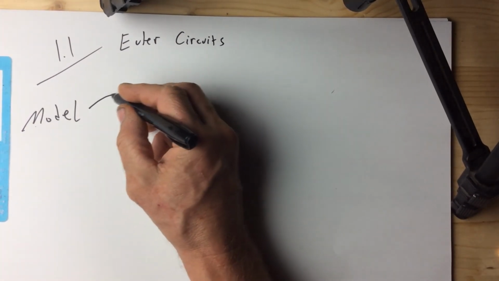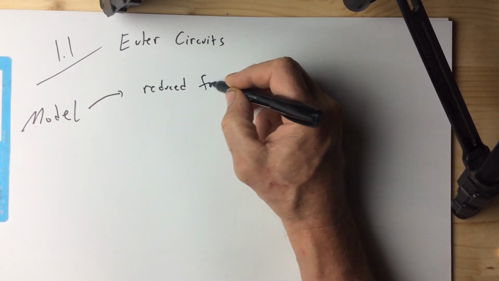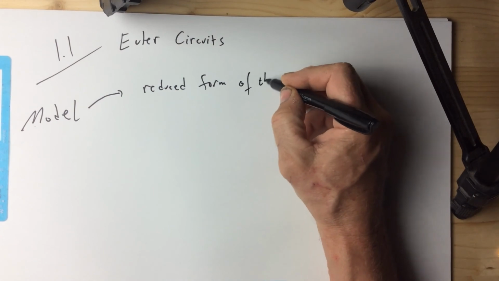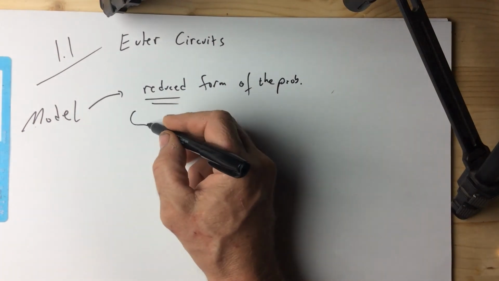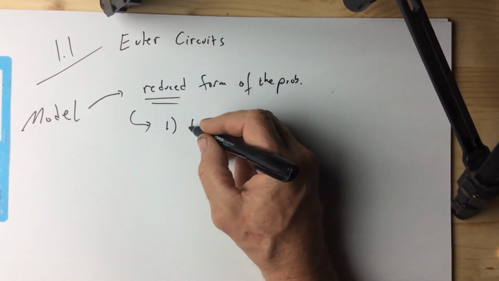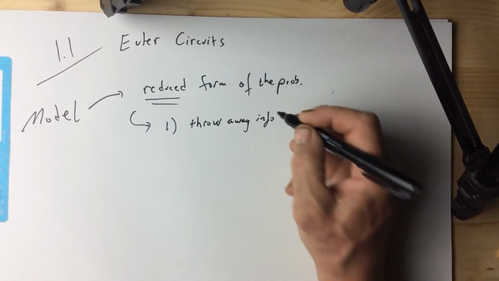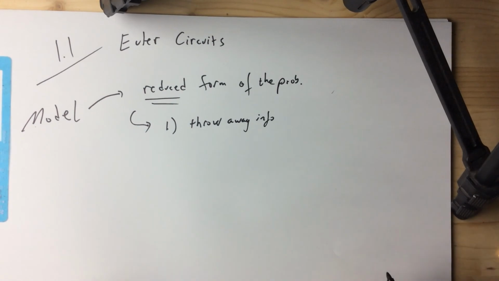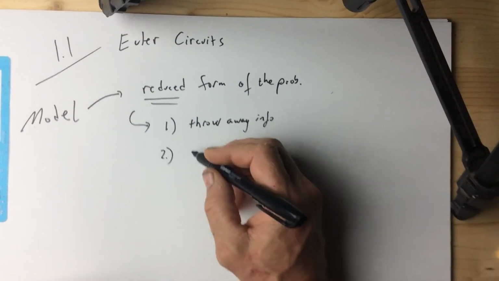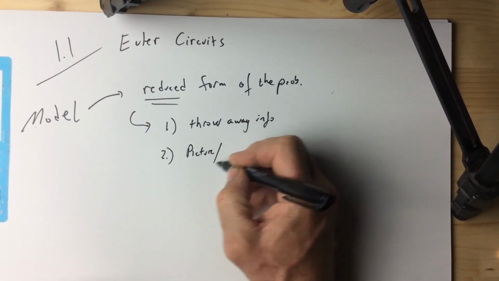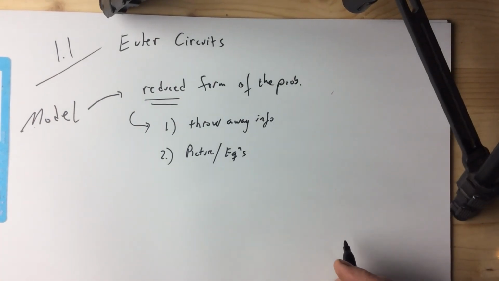Now, a model, especially a math model, is a reduced form of the problem. And when we say reduced, it's usually done in a couple of ways. First, we throw away information. Now, you don't know when you're first doing it if you're throwing away good information or not, but we throw away information. Second, we usually try to create a picture, possibly some equations. I'm sure you remember that from high school.